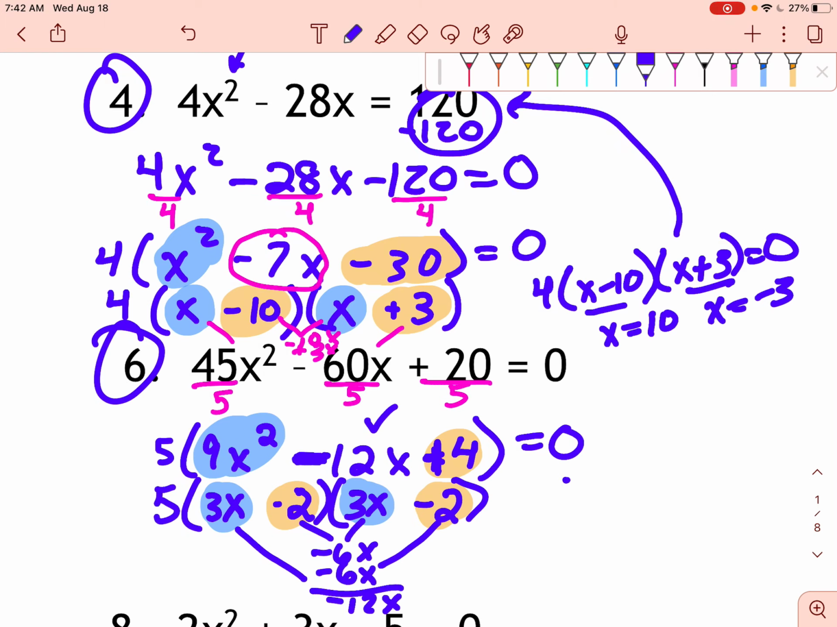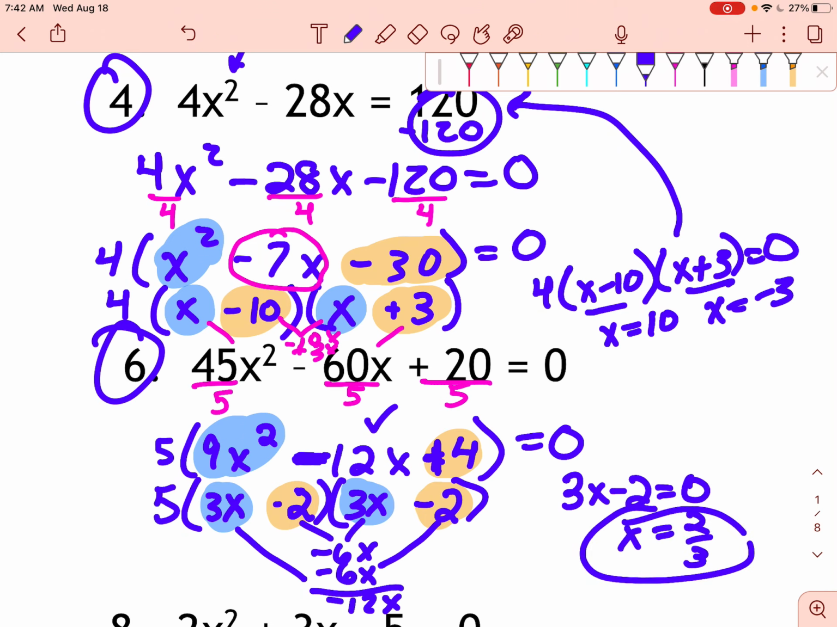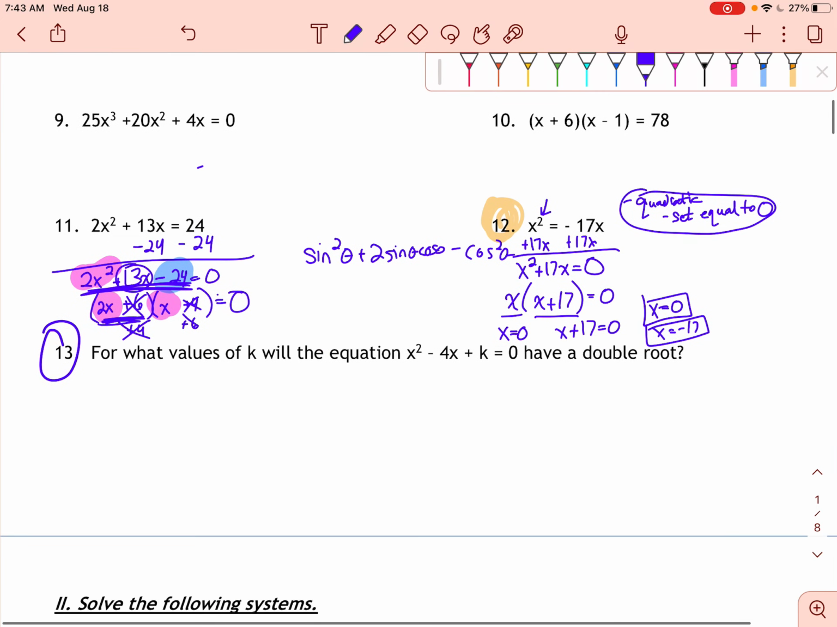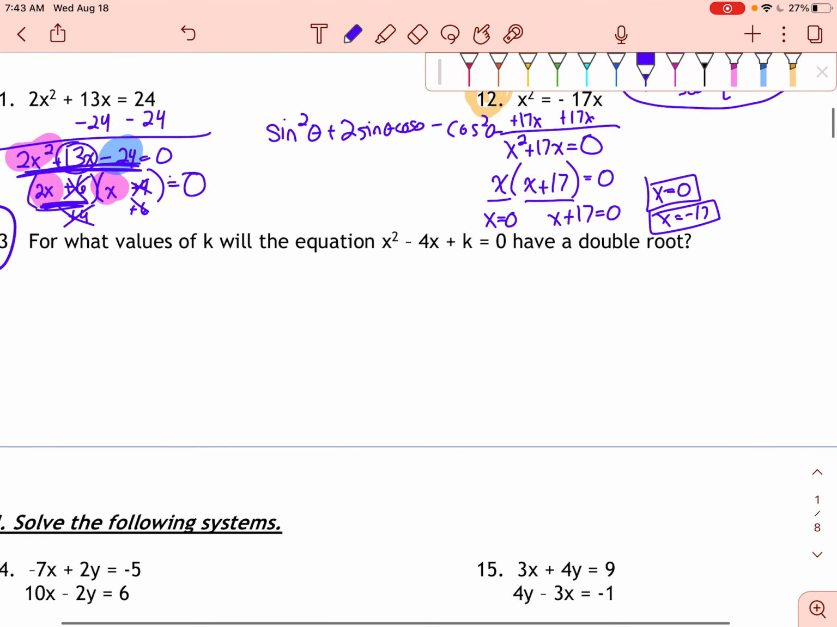There are your factors, so obviously we're going to have that double root, so set that equal to 0, and you get x equals 2/3. Okay, so in this case, our discriminant is equal to 0. We only have one x-intercept. And that brings us to this problem.